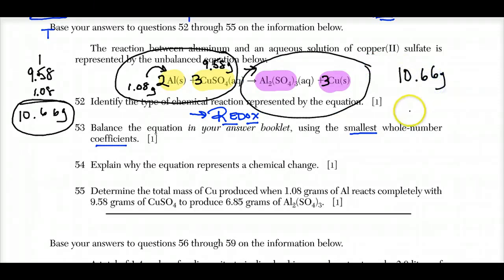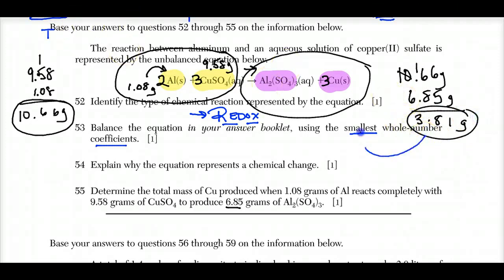10.66 grams on the product side. But they said they're producing 6.85 grams of aluminum sulfate. So if I'm producing 6.85 grams of aluminum sulfate, then what's left over has to be the copper by law of conservation of mass. So 6 minus 5 is 1. There's an 8. 3.81 grams has to be the copper here, in order for the law of conservation to work.